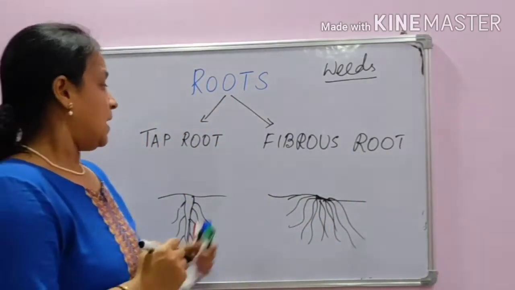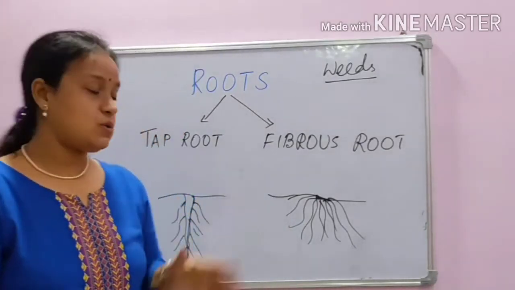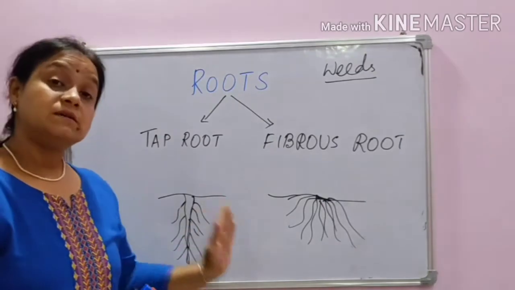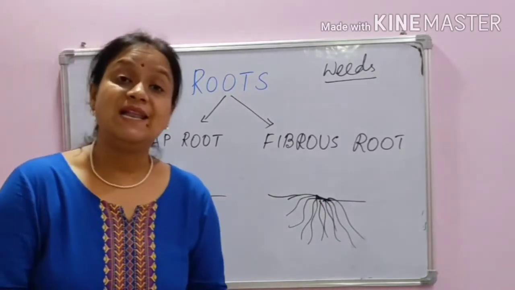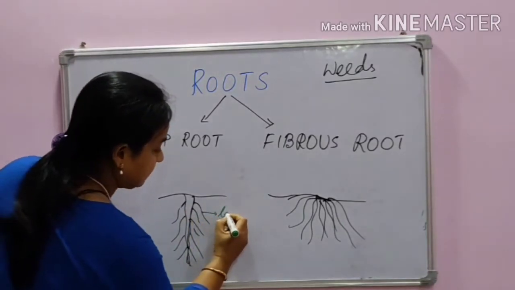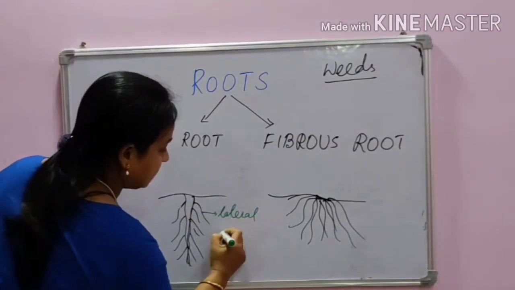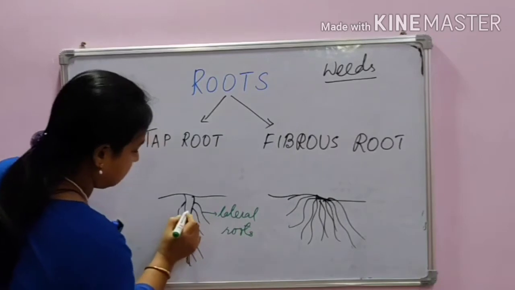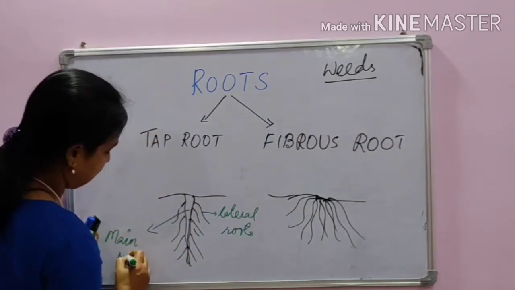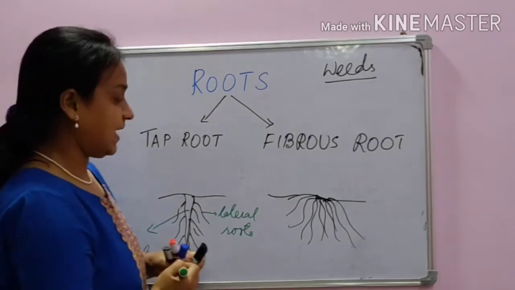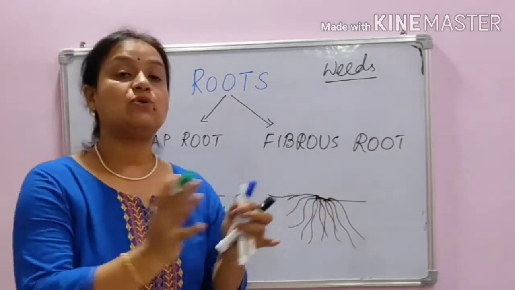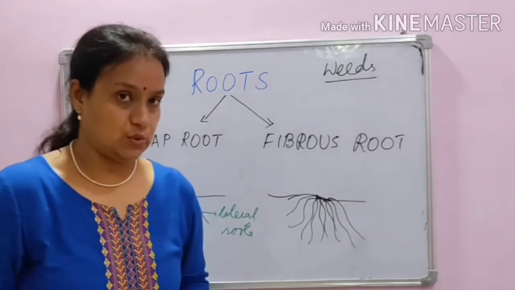So there are two types of root system, tap root in which there is a main root and there are the subsidiary roots, also called the lateral roots. These are the lateral roots, and this part is the main root. Such a root system is called taproot system. While the second type is fibrous root, where all the roots come out together. There is no main root.